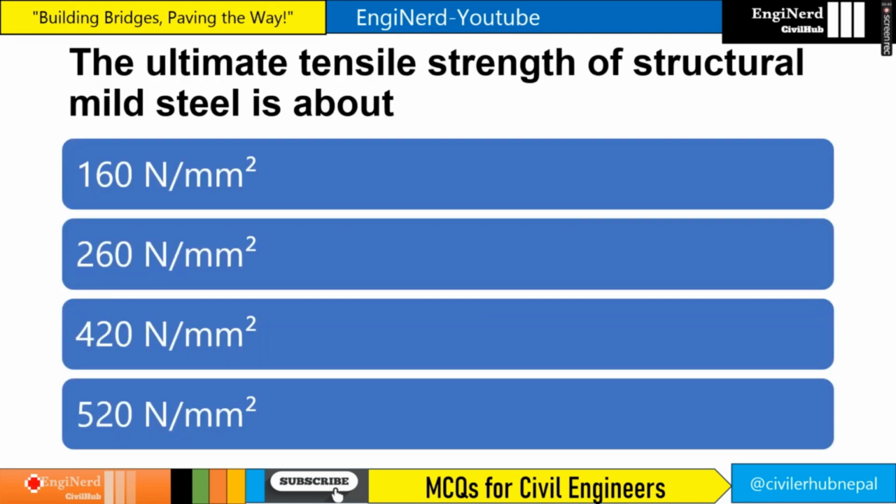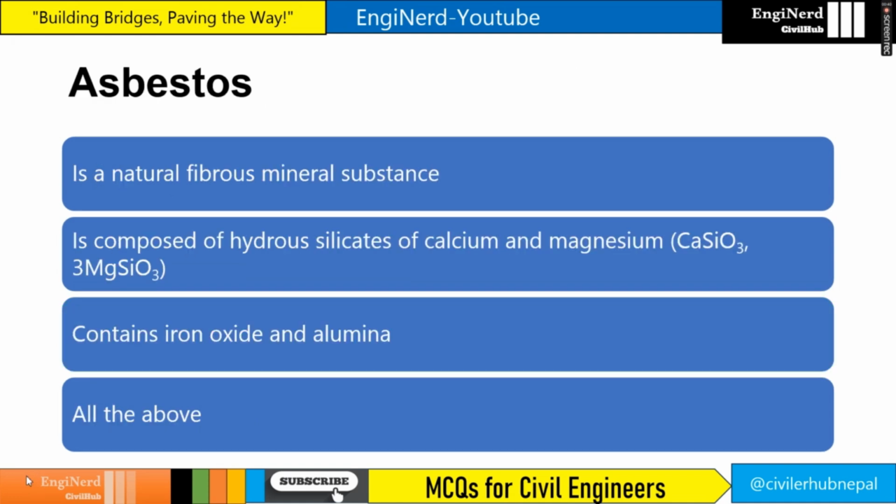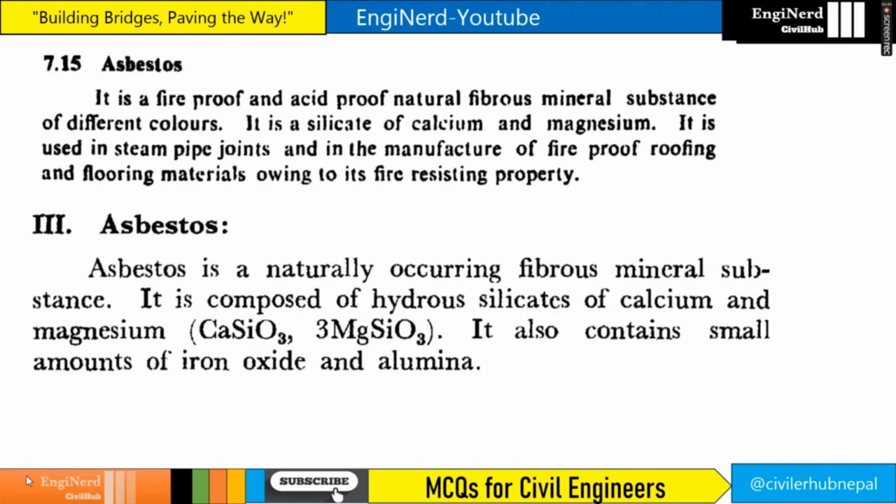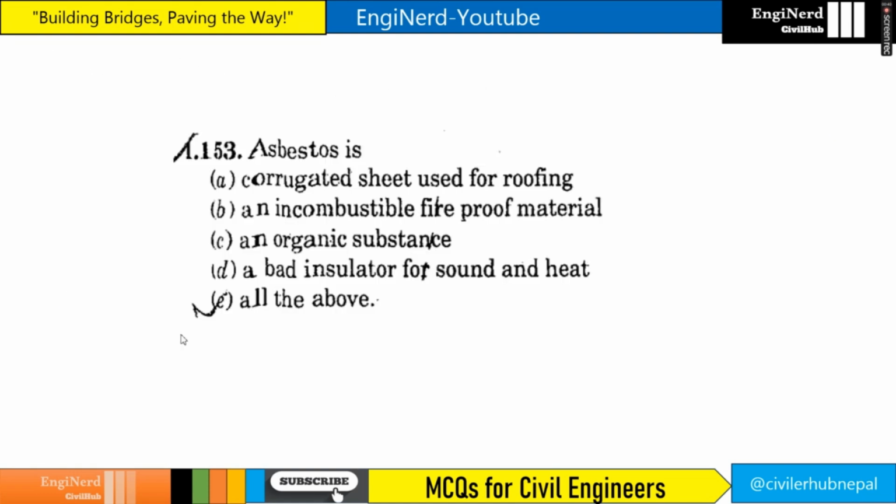The question is, the ultimate tensile strength of structure of mild steel is 420 Newton per mm square. Asbestos is a natural fibrous mineral substance. It's composed of hydrous silicates of calcium and magnesium, and contains iron oxide and alumina, all of these. So if you see here, asbestos is a naturally occurring fibrous mineral substance. It is composed of hydrous silicates of calcium and magnesium, and it also contains a small amount of iron oxide and alumina. So you need to remember this particular chemical formula as well. CaSiO3.3MgSiO3. So answer is all of the above.